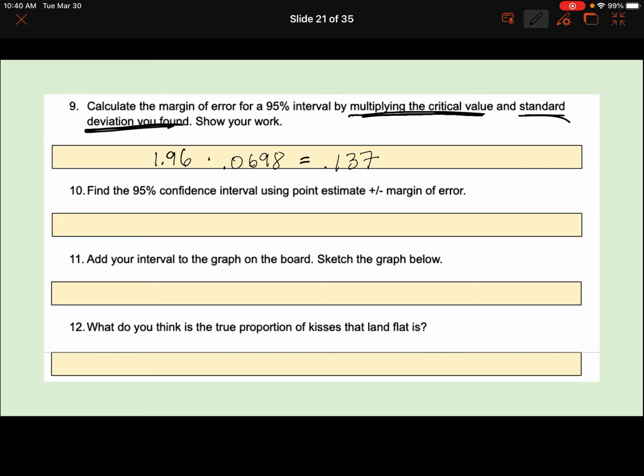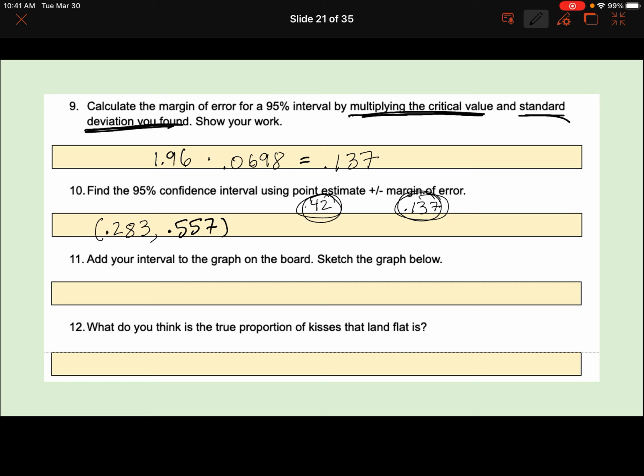Okay, from here, I want you to actually find your interval. So you're going to use your point estimate, which was 0.42. And then you're going to add or subtract your margin of error, which was 0.137. When we do that, actually go ahead and try to calculate that and then click play when you're ready. Okay, when you do that, so first of all, I'm going to do 0.42 minus this number. That's going to give me my lower bound, so 0.283. And then I'm going to do 0.42 plus this number to give me my upper bound of 0.557.